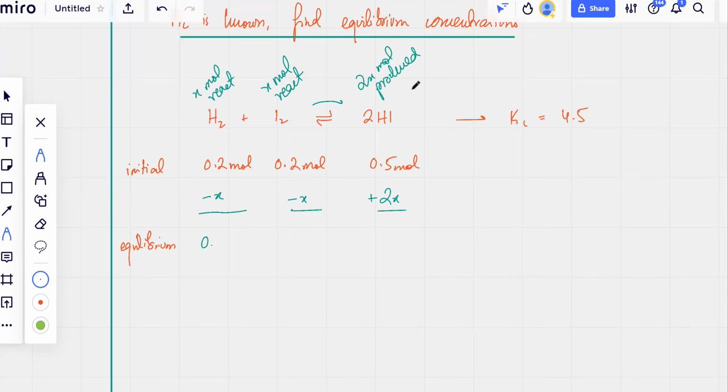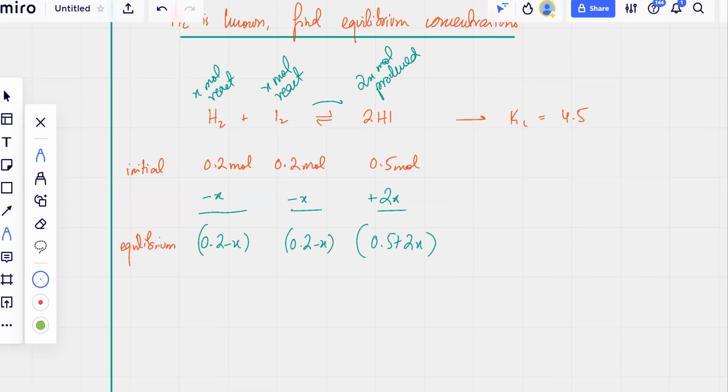So your moles left at equilibrium would be 0.2 initially, and then X are gone, so that's 0.2 minus X. This would also be 0.2 minus X. And on this side, you already had 0.5 moles. Now there's an extra 2X moles getting produced, so that's going to be 0.5 plus 2X. So you found your equilibrium moles in terms of X.